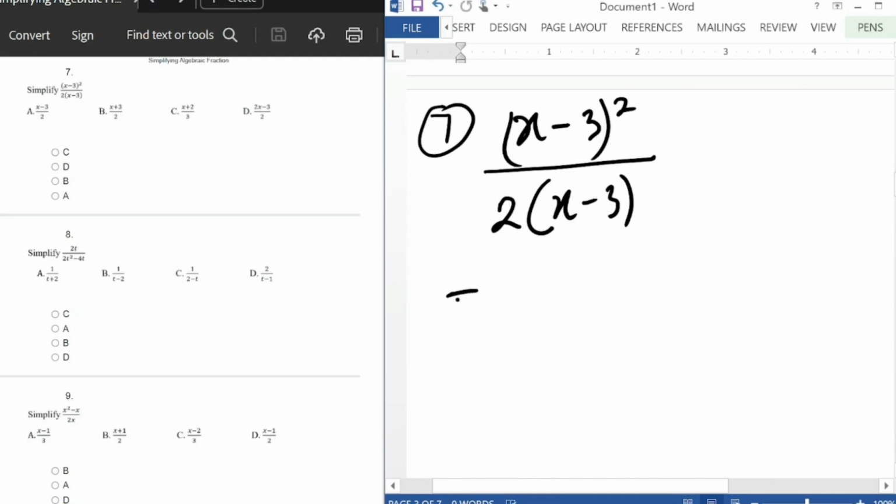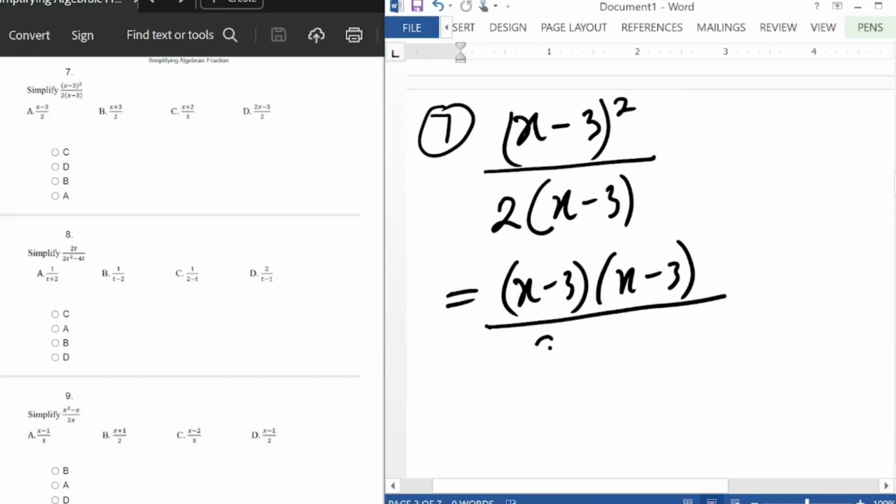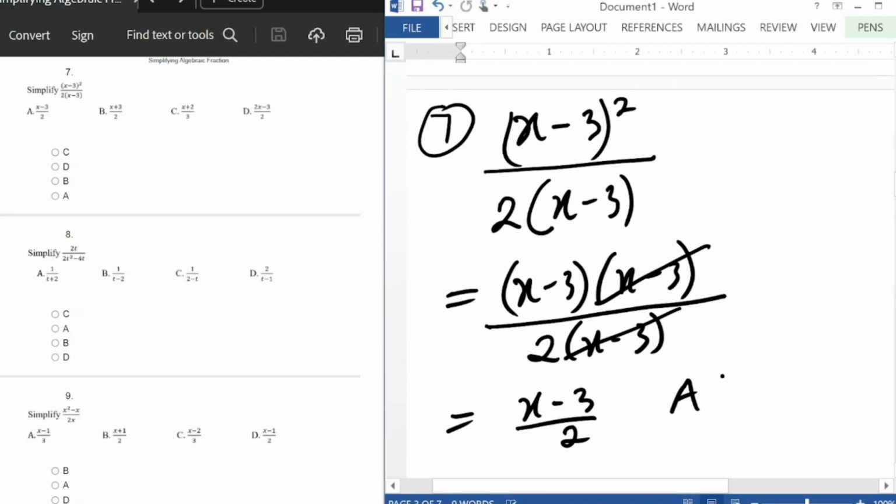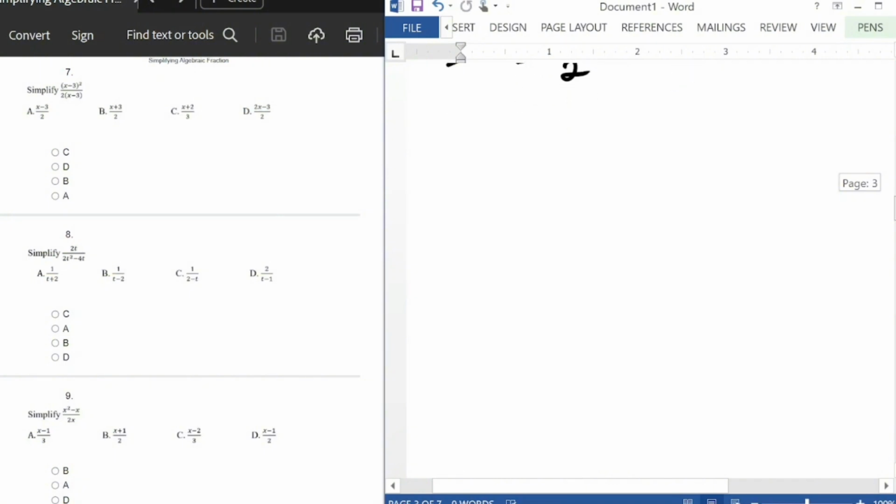So if you look at this, x minus 3 squared means x minus 3 multiplied by x minus 3, divided by 2 into bracket x minus 3. So this means that we can cancel x minus 3 with this. So what we're going to have is x minus 3 all over 2, which will be the final answer, x minus 3 all over 2. So that is option A. Is that clear? So move to the next one now, number 8.